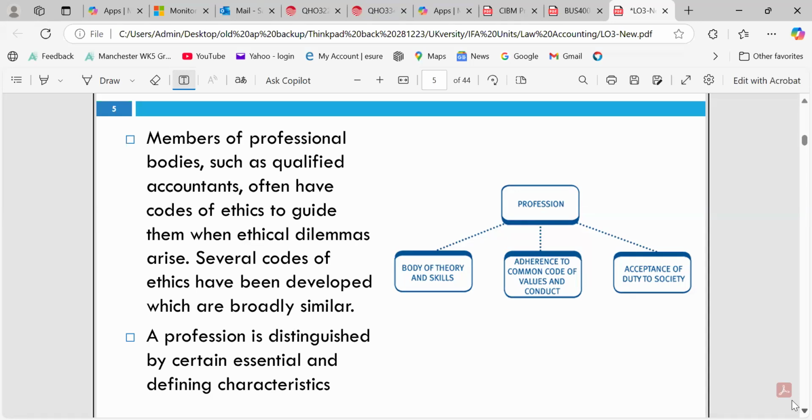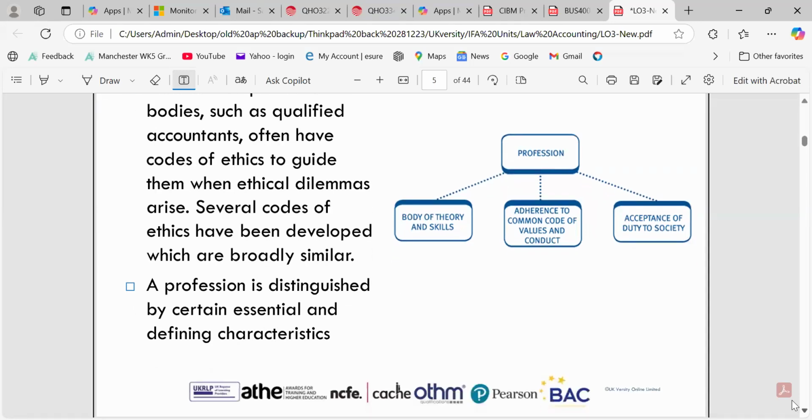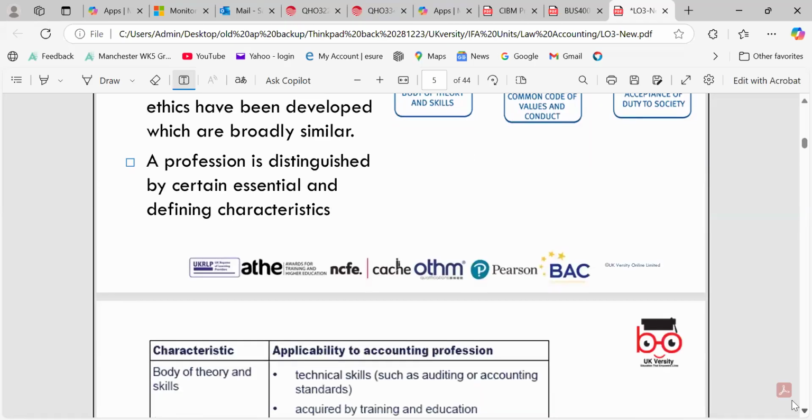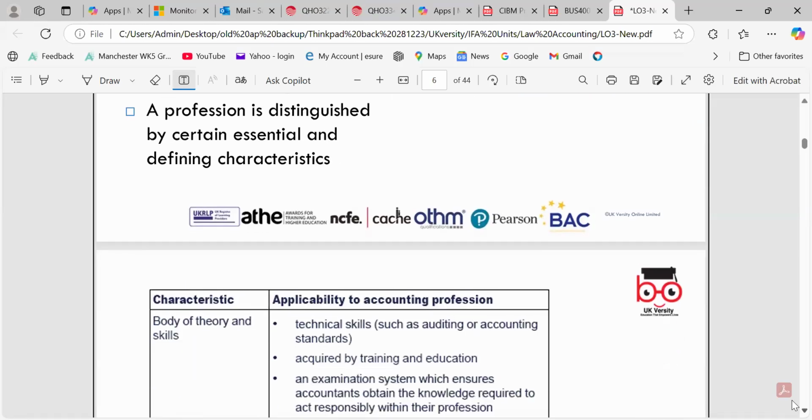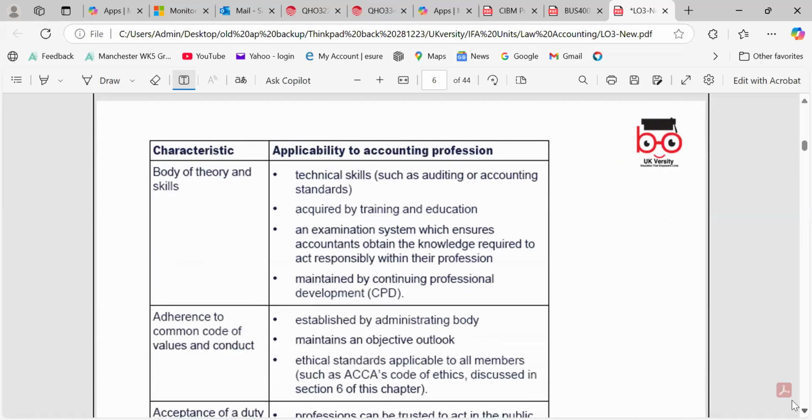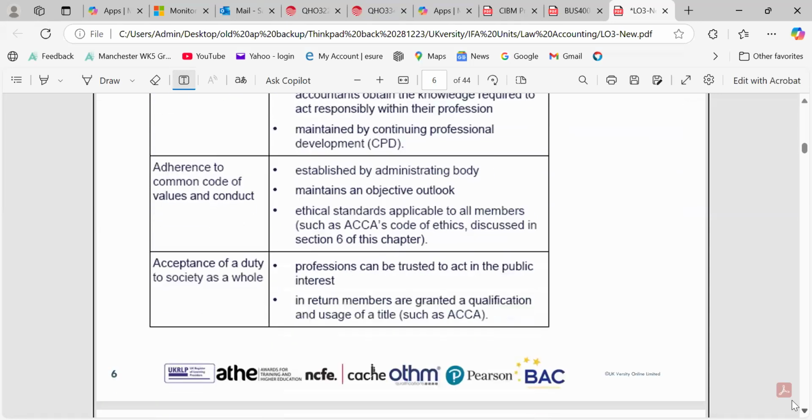The body of theories and skills: we need to be up to date with knowledge and skills, especially in finance, tax and taxation and others, like benefits in kind, and we need to carry on updating those. We have the body of theories and technical skills, such as auditing and accounting standards like IFRS 16, which is new, about leases, because the financial statements should give true and fair information. So we have to do regular CPDs and stay up to date with accounting standards.